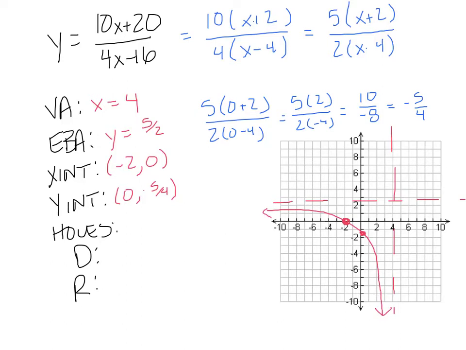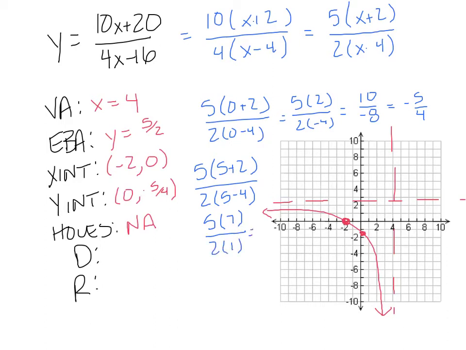Good deal, we know where that's at. There weren't any holes because we didn't cancel anything out, so now we need to choose a test point for our second branch. I'm going to choose 5. And again, I'm going to go with the simplest version of my function. So I'm going to do 5 times 5 plus 2 over 2 times 5 minus 4, which gets me 5 times 7 over 2 times 1, which is 35 over 2.